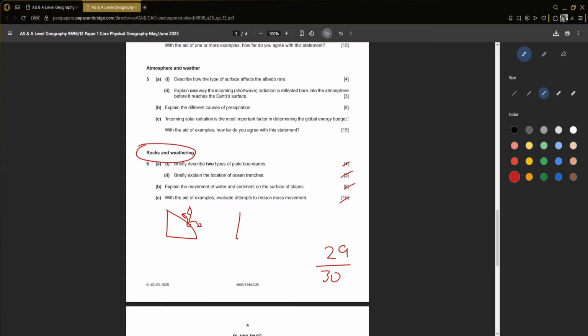For sheet wash, you can draw a diagram like this. Rainwater, so rain, and it's going downwards. And then you define it as an unchanneled flow of a thin layer of water. And then you have to explain why that happens. Why does sheet wash happen? It happens when precipitation rate is greater than the infiltration capacity, so there's more rainfall than the slope can soak up, or when the soil is impermeable because it's saturated perhaps. So when it's full of water, it can no longer take in more water, so it has to slide down the slope.